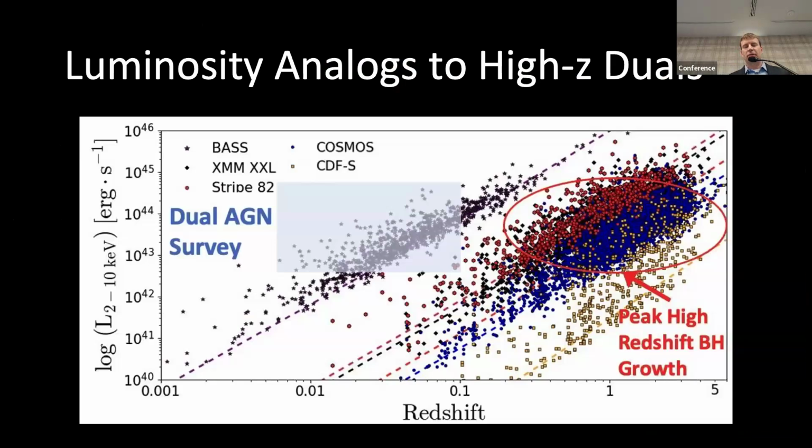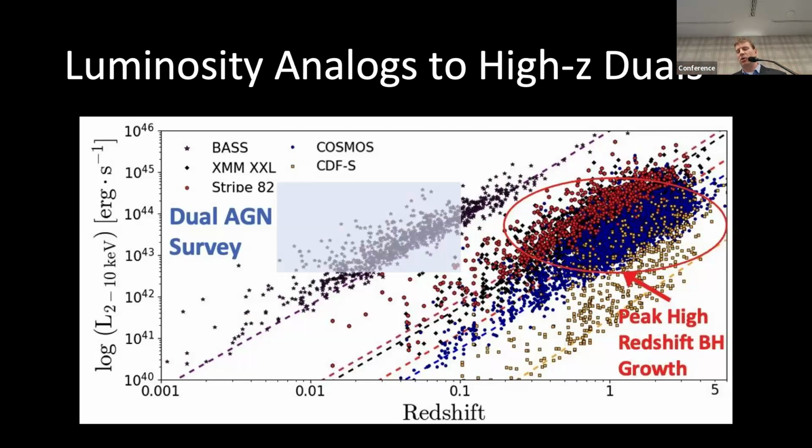So the type of survey that I'm suggesting with AXIS, because we have this large increase in effective area, we could actually do a dual AGN survey of the most luminous sources in the nearby universe. If you look at the X-ray luminosity versus the redshift, you can see that blue region is what I'm suggesting to look at. And I should say the purple data points that you're seeing in that region are from the BASS survey, so it surveys the whole sky.